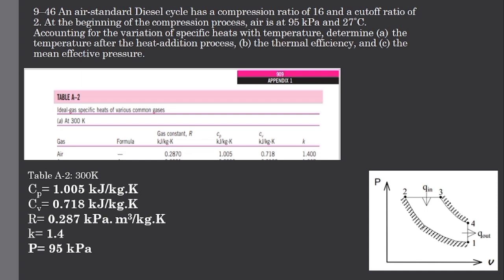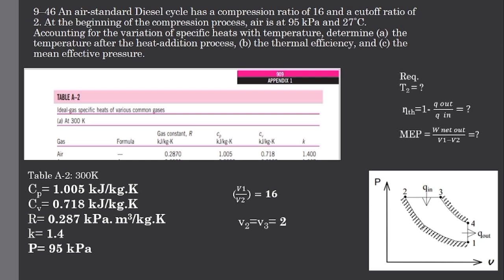Compression ratio is equal to volume 1 over volume 2, which is 16. And volume 3 over volume 2 is the cutoff ratio, which is equal to 2. So the requirements are T sub 2, thermal efficiency, and the MEP, which is mean effective pressure.